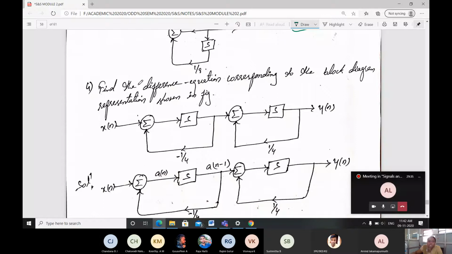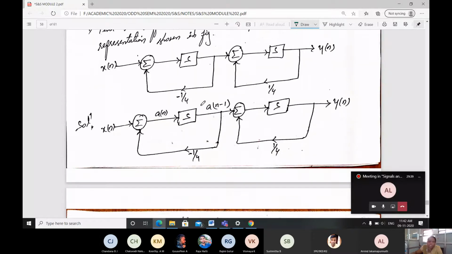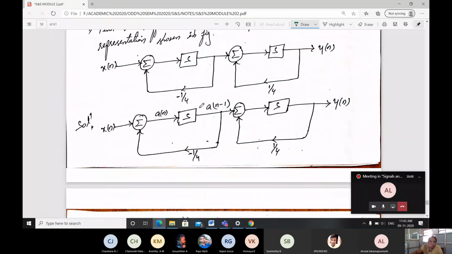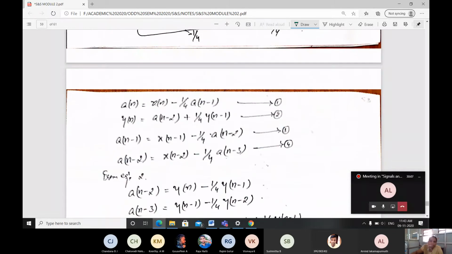Okay, next find the difference equation corresponding to the block diagram. Here a block diagram is given. Okay, here a feedback, here it is taken as minus 1 by 4, here 1 by 4, 2 shift registers are used and 2 summations are there. Then we are going to take the intermediate signal as we solved in the previous problem, like this. Okay, here a of n is taken, and here a of n minus 1, shifted by one position.